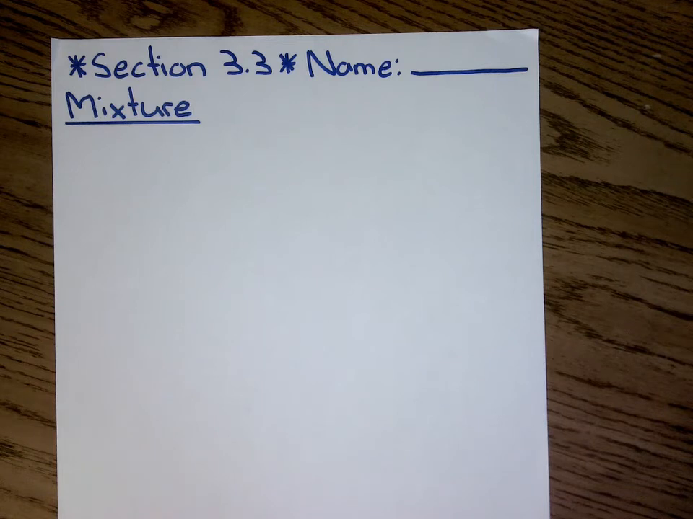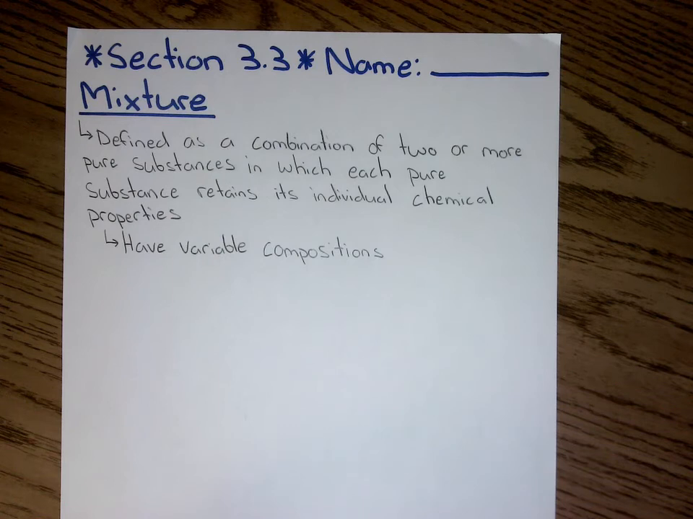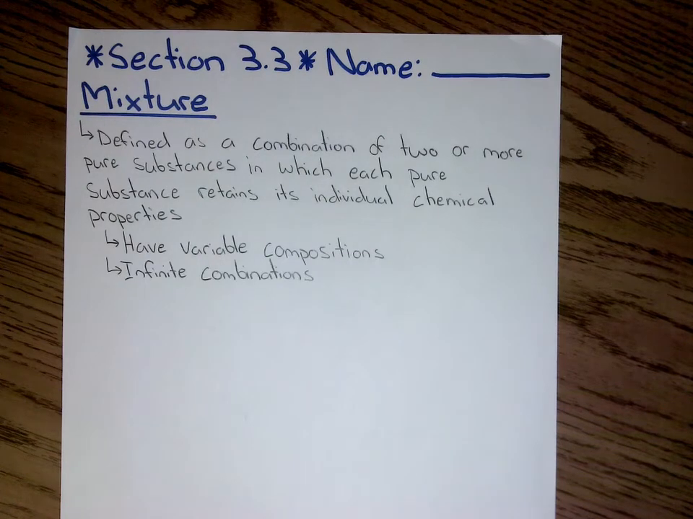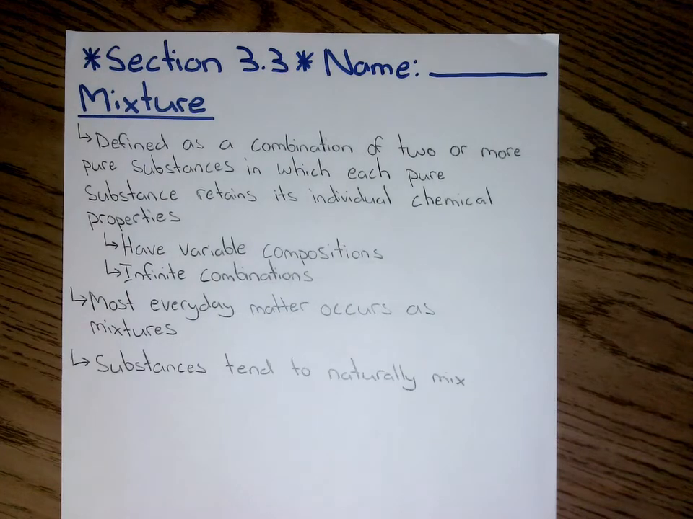So we start out here with the definition of mixture. A mixture is defined as a combination of two or more pure substances in which each pure substance retains its individual chemical properties. Now, mixtures have variable compositions, and they can have infinite combinations. It should also be noted that most everyday matter occurs as mixtures. This is because substances tend to naturally mix, and in the real world, it's difficult to keep substances pure.